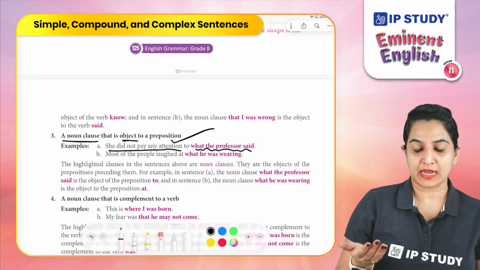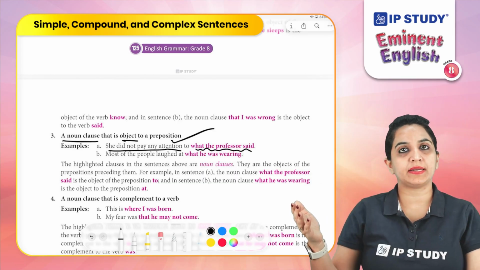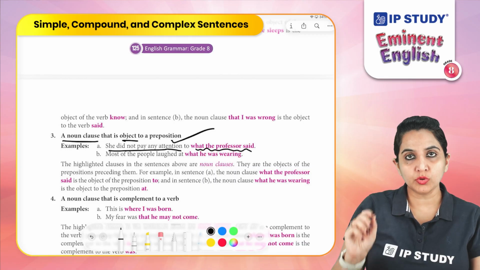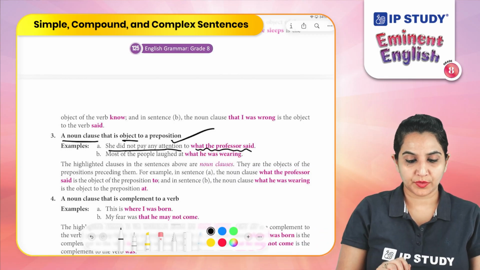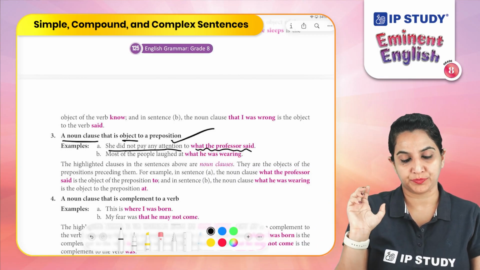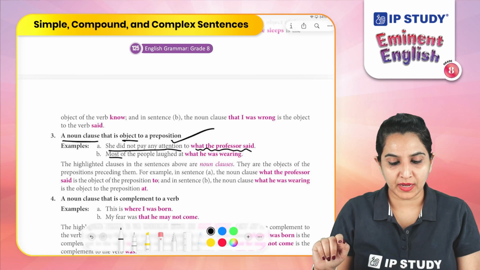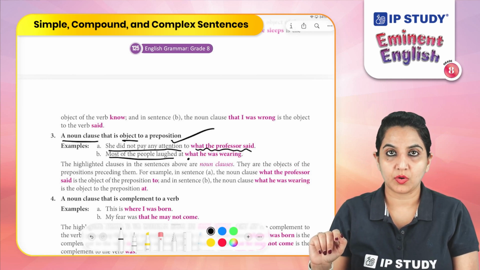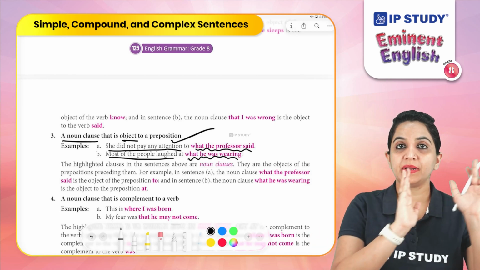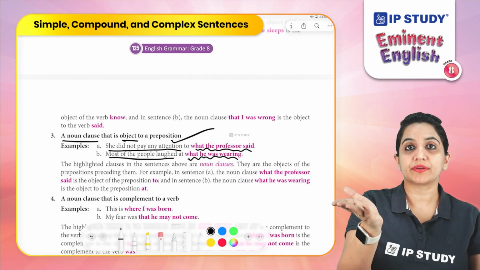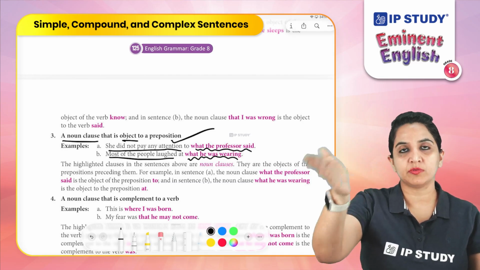preposition because we are asking, he did not pay any attention to whom? To this person, right? Or to this situation. Most of the people laughed at what he was wearing. So people laughed at what? At what he was wearing.